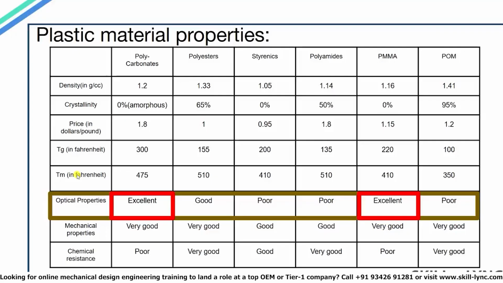So based on the properties mentioned here and the product requirement, the selection of the plastic is done. The rest of the table is pretty self-explanatory. I will pause here a moment so you guys can go through it.